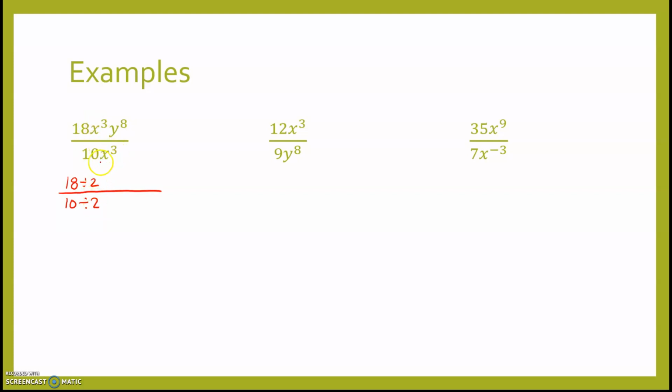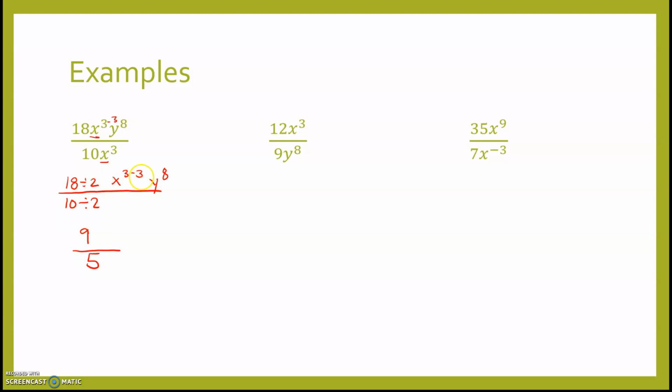Next, you can see that the x's are the same. So you're going to subtract the exponents, x to the 3 minus 3. There is no match to y, so the y to the 8th just stays where it is. So now let's do our calculations. 18 divided by 2 is 9. 10 divided by 2 is 5. 5 is the only thing that's on the bottom.